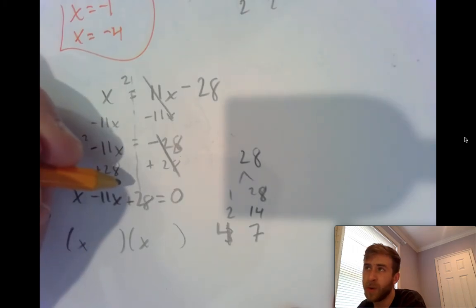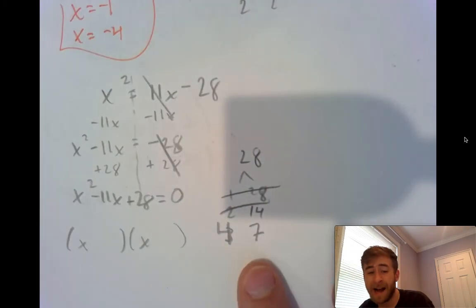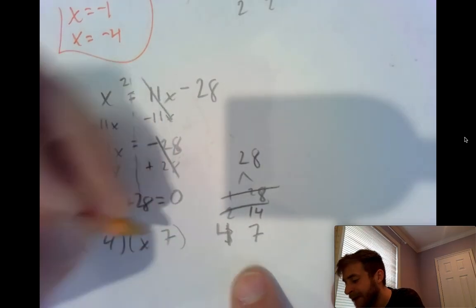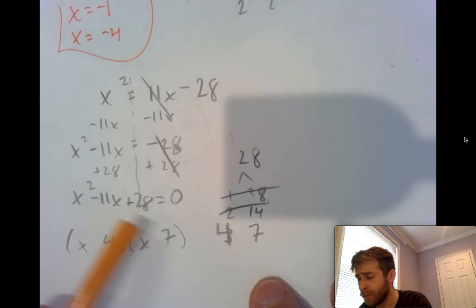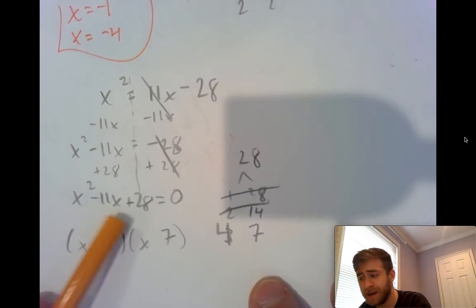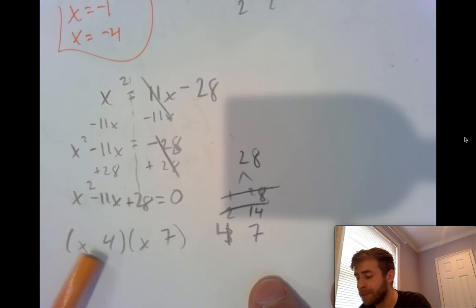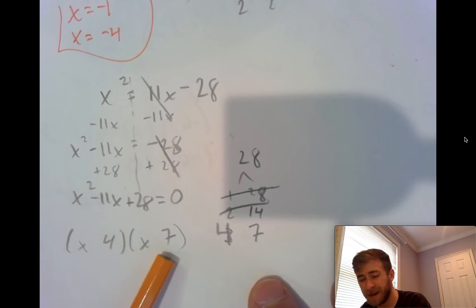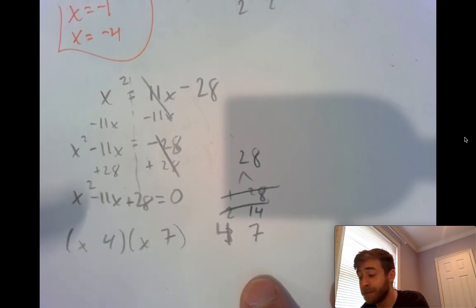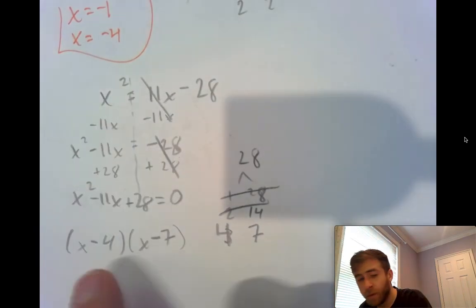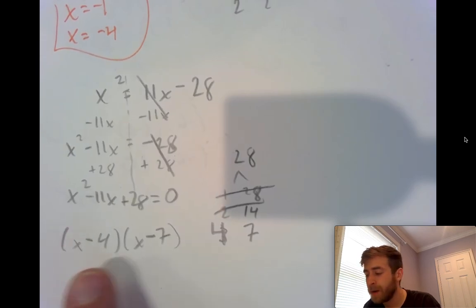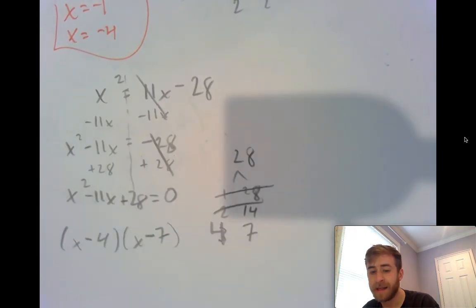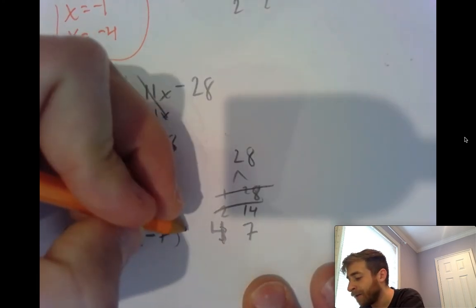Okay. 1 and 28 are never going to add to an 11. 2 and 14 will make a 12 or a 16. Close, but not quite there. It's got to be the 4 and the 7. Now, what can I do to the signs here, such that 4 and 7 will multiply to make a positive 28 and add to make a negative 11? Well, if I did positive 4 and positive 7, 4 times 7 is 28. But positive 4 plus positive 7 is not a negative 11. If I make them both negative, though, negative 4 times negative 7, double negative will make a positive 28. And negative 4 plus negative 7 makes that negative 11. This is our factored form.